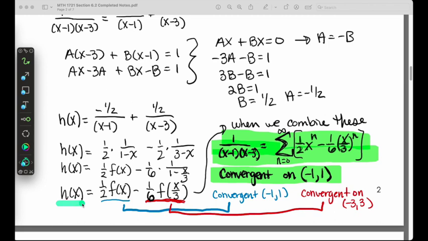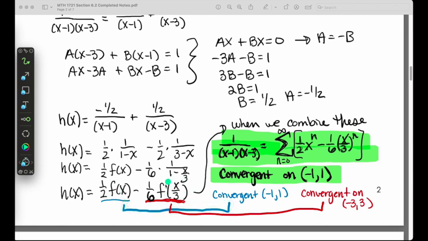So I have this function here, and I have this function here, and when I subtract them, I get my h of x. Now, I need to find the interval of convergence for both of these, and then look to see where they overlap. So this here is going to be convergent on negative 1, 1. You can follow this. I color-coded it so you can see.